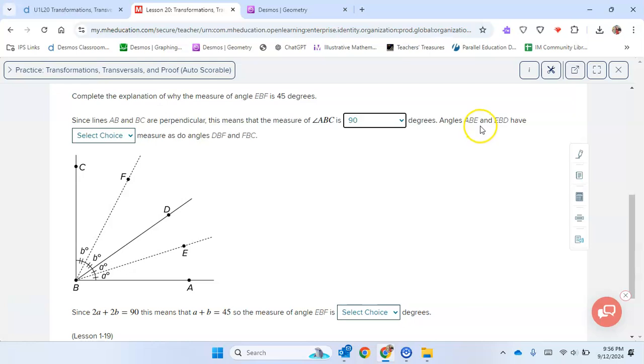Angles ABE and EBD have the same measure. They both have A degrees measure. They have the same measure, as do angles DBF and FBC. They both have B degrees measure.